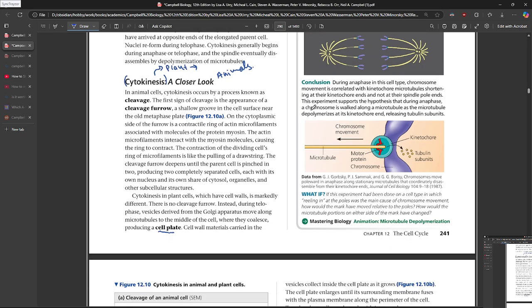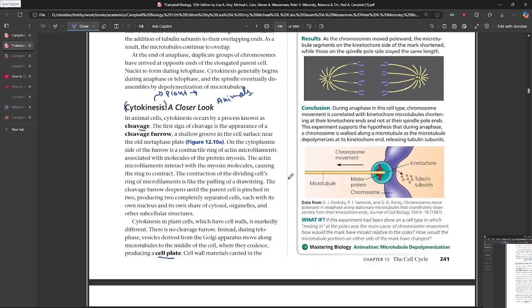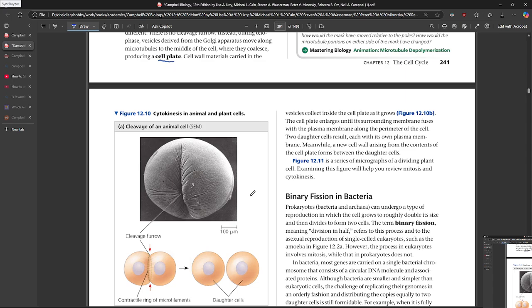So in animal cells, cytokinesis will happen through a process called cleavage. Okay, and I do remember this word in our own textbooks. The first sign of cleavage is the appearance of a cleavage furrow, which is a shallow groove in the cell surface near the old metaphase plate. So they have it all in this one diagram. 12.10, it's actually in this diagram. There you go.